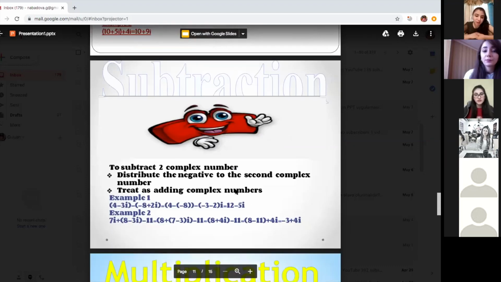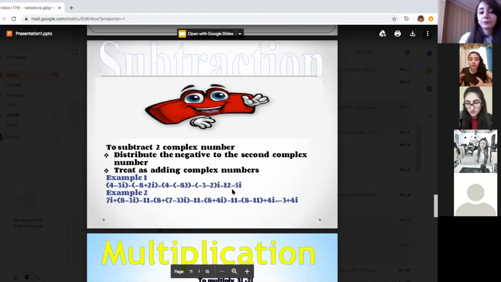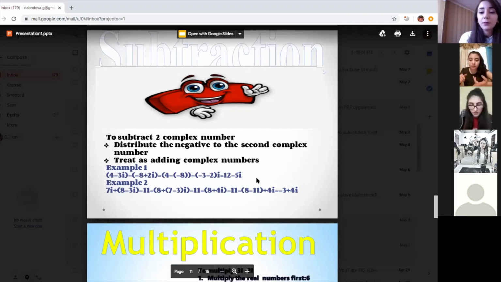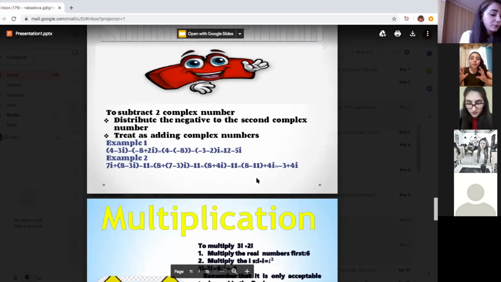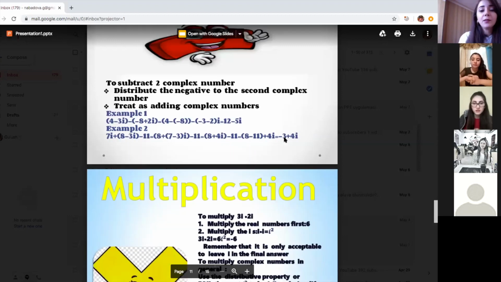Yes, subtraction. To subtract complex numbers, first distribute the negative to the second complex number, and then treat it as adding complex numbers. Example 1, I read. 4 minus 3 times i minus negative 8 plus 2 times i equals at last 12 minus 5 times i. Firstly, we subtract the real parts, then we subtract the imaginary parts. Yes? Great. And the multiplication.